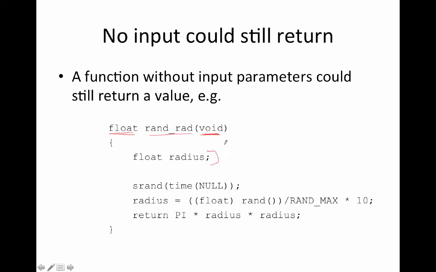Because what we're going to do is declare a local variable radius and then create a random value for the radius and then return the area of a circle that has that random radius. So we have a return statement. The return is returning something of the type float. But again, we're not passing anything to the function, so we have void in parentheses. So there's not necessarily any correspondence between the type of the function and whether or not we have any input parameters.